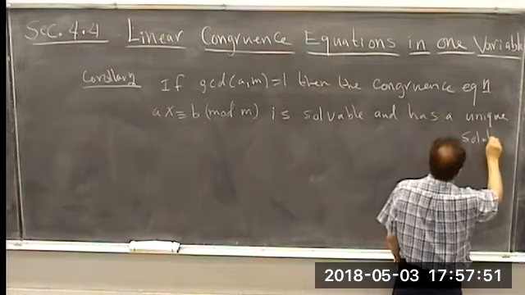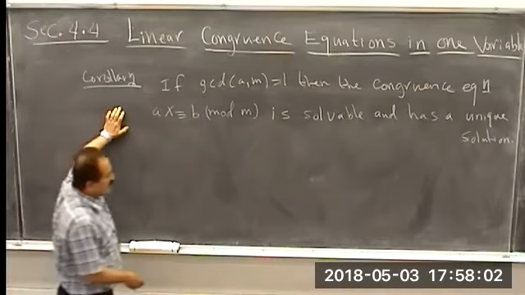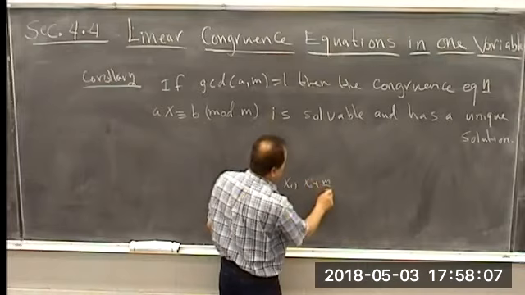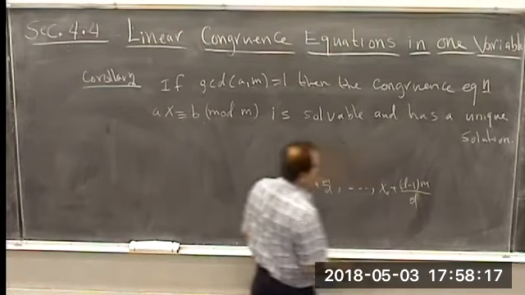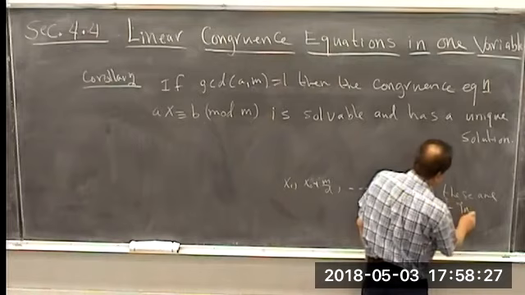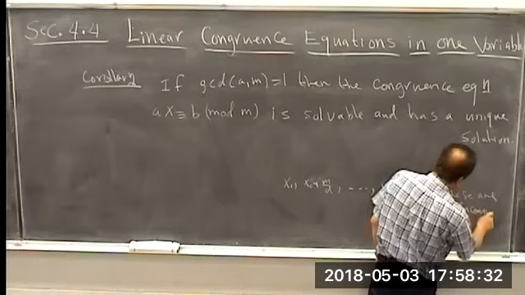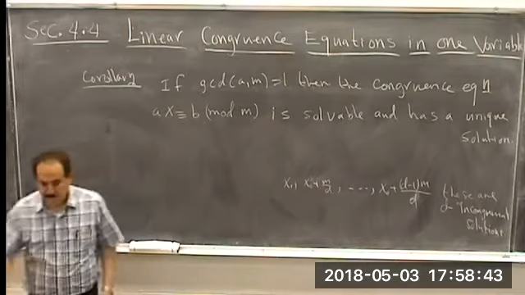By the way, before I go to the proof of this, which is very straightforward: in the previous theorem, remember that when we listed the solutions, x sub 0 plus m over d, and so on, there are, of course, d solutions in here. So the number of solutions is d distinct, or incongruent, solutions. So this gives us the number.